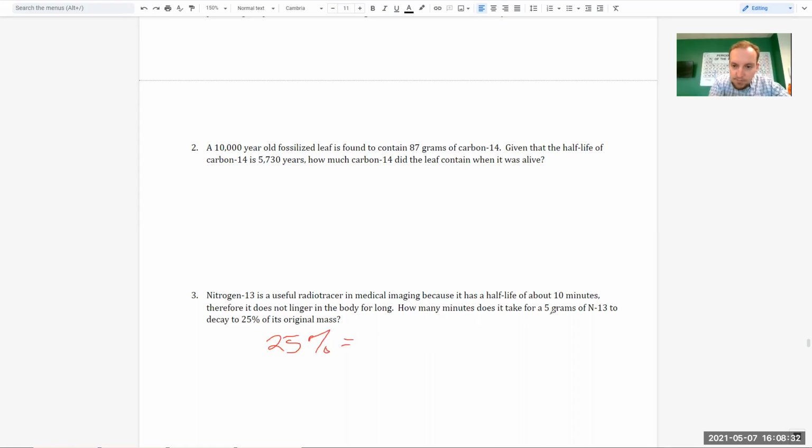N naught is our original mass, which is 5 grams, maybe 100%, times a half, raised to the power of the amount of time that has passed. How many minutes does it take for this? We don't know. And then over here is the half-life of 10 minutes. So this is a problem because we have a percentage, we have grams, which could be replaced by 100%. We have our unknown duration, which is minutes. So I'm going to probably just go ahead and tackle this one a lot more simplistically using logic.